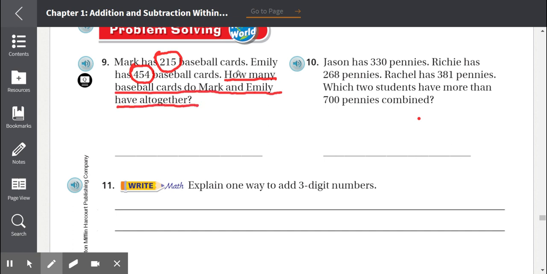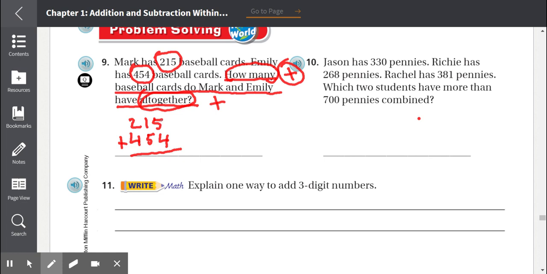Now, how many means we're adding. So that's a keyword that tells us we're adding. And altogether is another keyword that tells us we're adding. So we know we're adding. So we have 215 plus 454. So let's begin by adding the ones place.